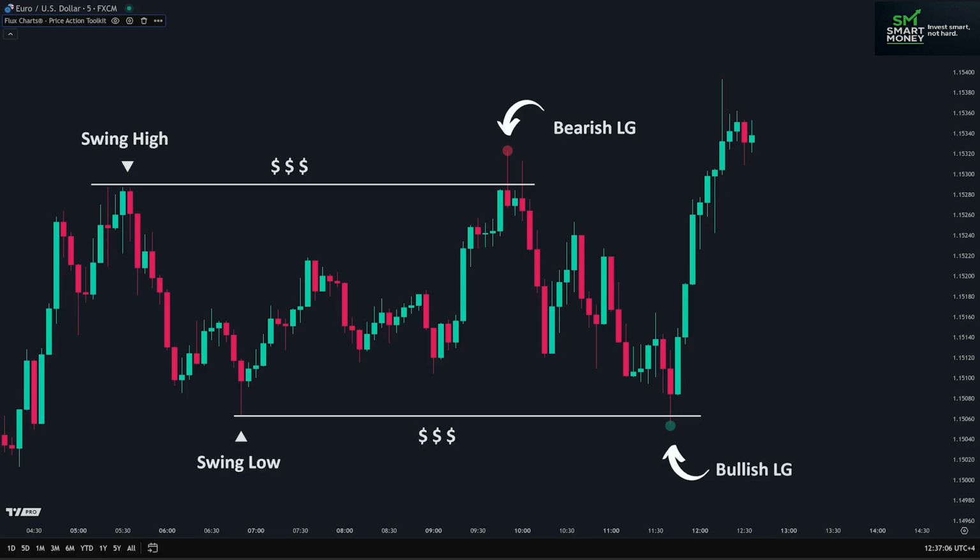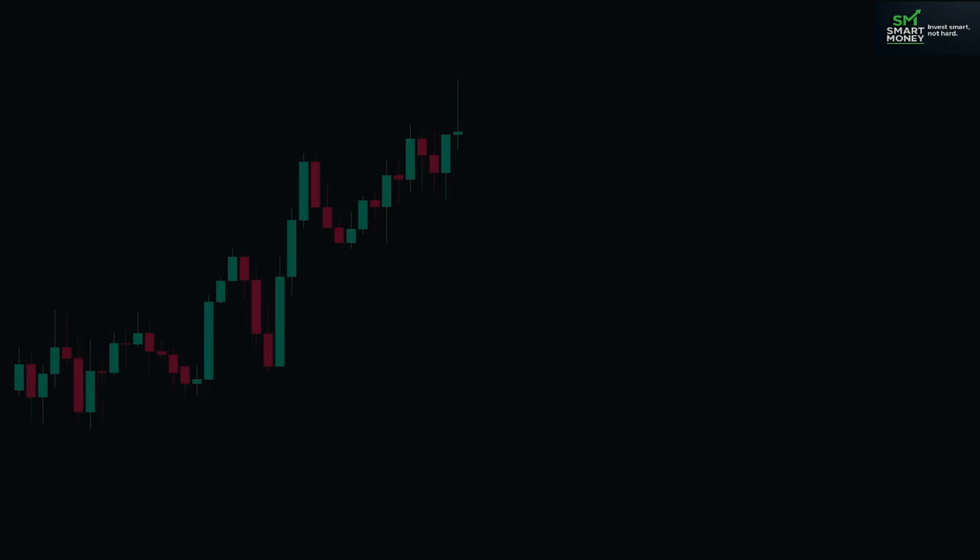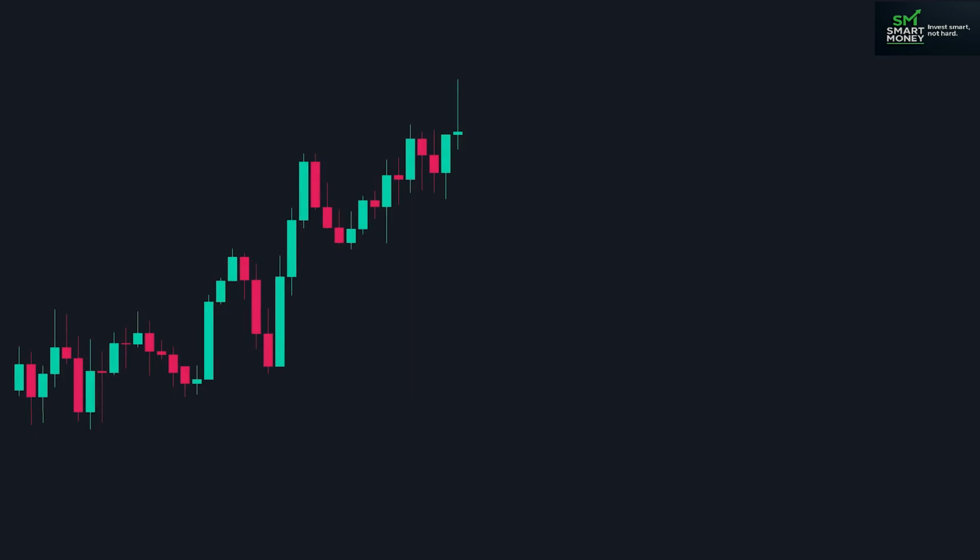Liquidity grabs highlight areas where the market sweeps stop losses before reversing direction. These zones can be powerful signals for smart money entries, especially when combined with other concepts. So let me show you how. In this example, the latest market structure shows a clear uptrend, so we're only interested in buy opportunities. However, we can't enter the market at the current price because it's too high and may correct at any moment.